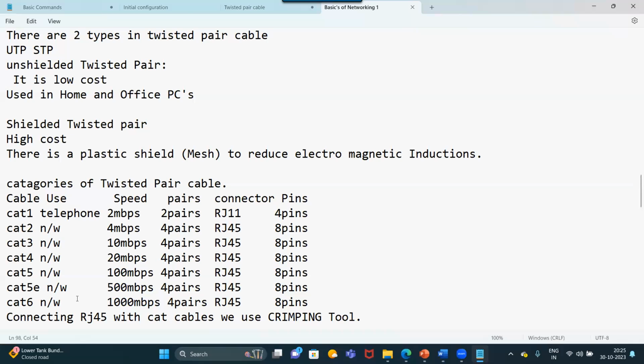Okay, so in the cables we have two types, straight cable and cross cable. Straight cable is used for connecting dissimilar devices like PC to switch, PC to router, switch to router, PC to hub, switch to hub. If you want to connect those, we go with straight cable. When you want to connect similar devices like PC to PC, hub to hub, switch to switch, we go with cross cable.